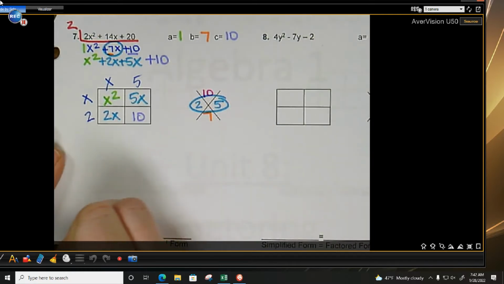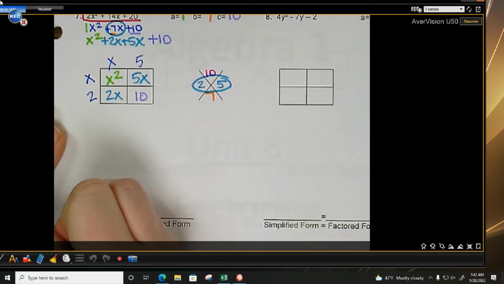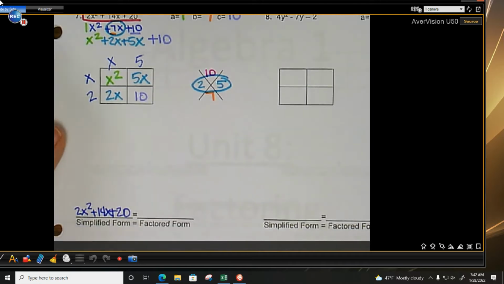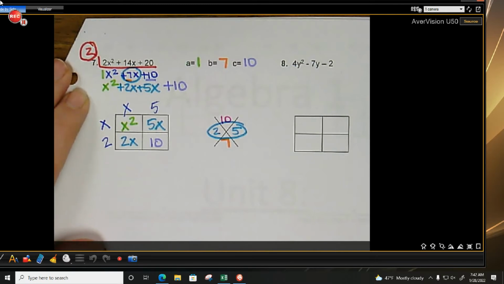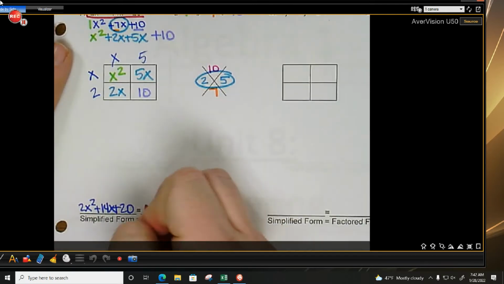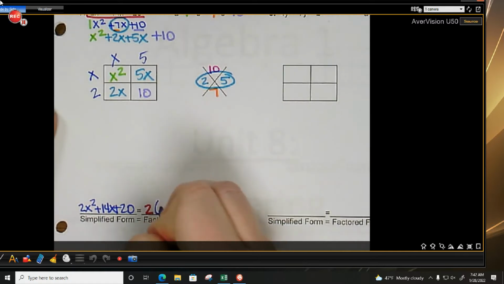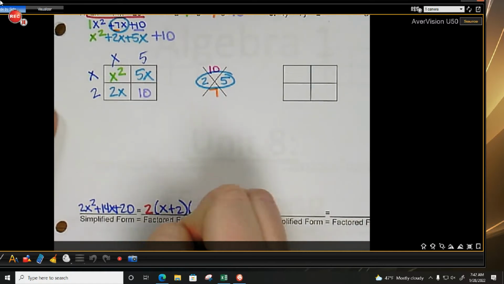Yay! Okay, so remember, our simplified form is what we're starting with. The reason it's called a simplified form, there's no parentheses and no like terms. Then, factored form, don't forget we took out that 2 at the beginning. Remember day 1, we put our GCF in front. GCFs always go in front, so put the 2 in front. And then x plus 2 times x plus 5.